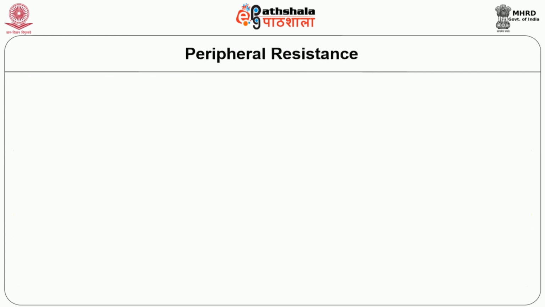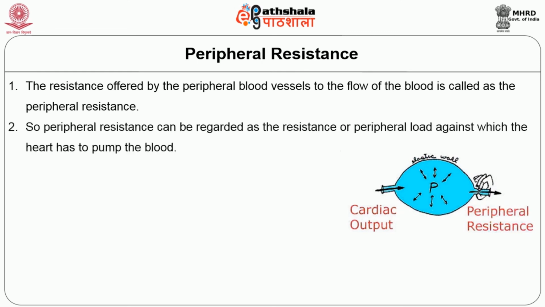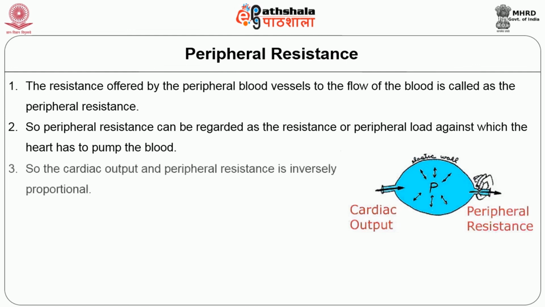Next, we will see the last criteria that regulates the cardiac output, peripheral resistance. What is peripheral resistance? The resistance offered by the peripheral blood vessels to the flow of blood is called the peripheral resistance. So, peripheral resistance can be recorded as the resistance or peripheral load against which the heart has to pump the blood. So, the cardiac output and peripheral resistance are inversely proportional.